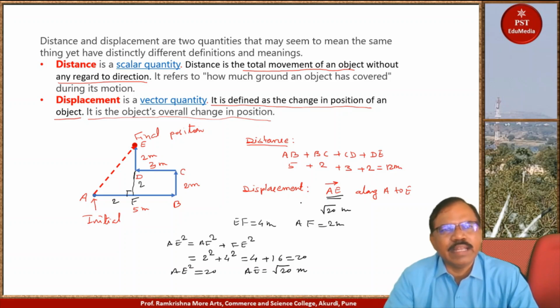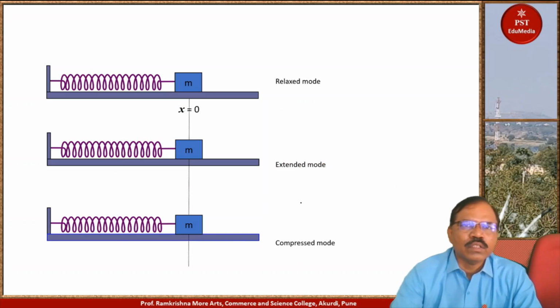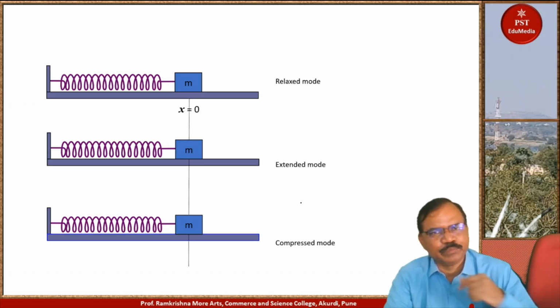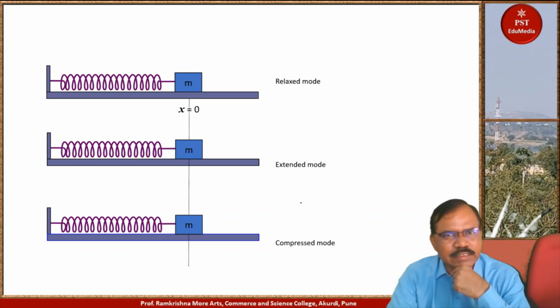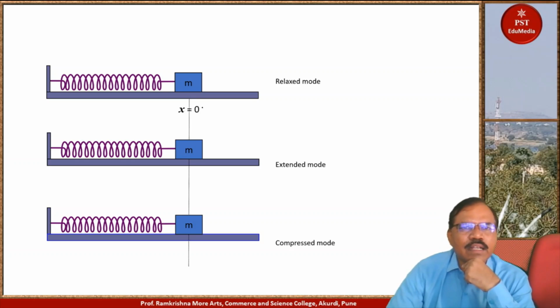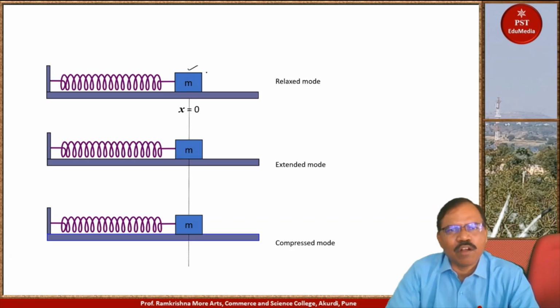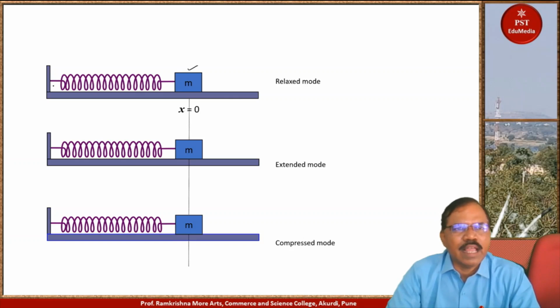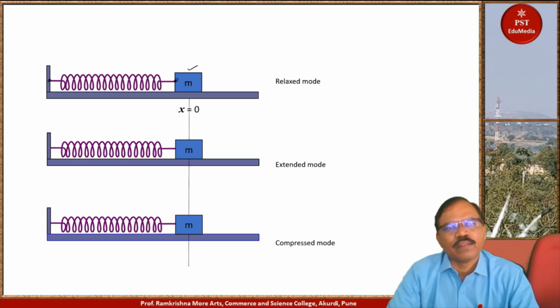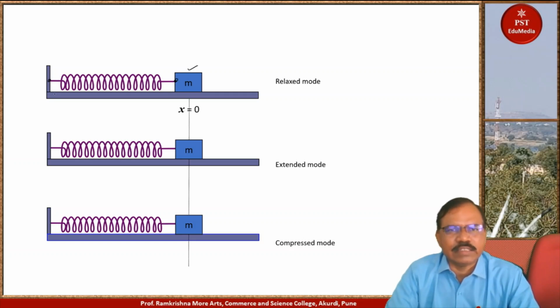So in this way we define distance and displacement. Here now we will see another vectors. I have taken a spring mass system here. In relaxed mode, we have a block of mass M placed on the horizontal surface and the spring is attached. One end of the spring is attached to the block, another end is attached to a support, and we keep it as it is. That is called relaxed mode.